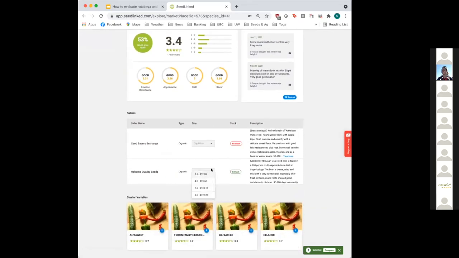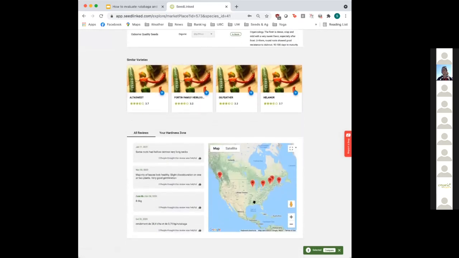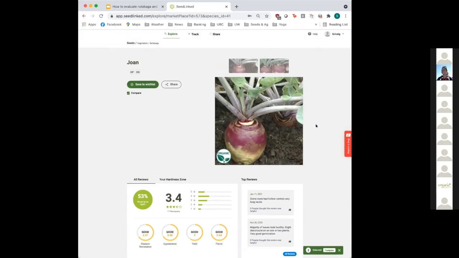And you know, perhaps interestingly, you can compare prices between companies. That could be a benefit. And then down here, you can see where the reviewers are, who evaluated it. There are quite a few Canadian growers in here. So this is, I guess, the functionality of the Explorer tab.